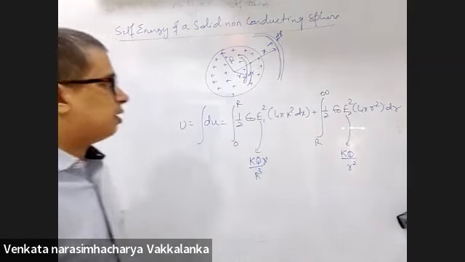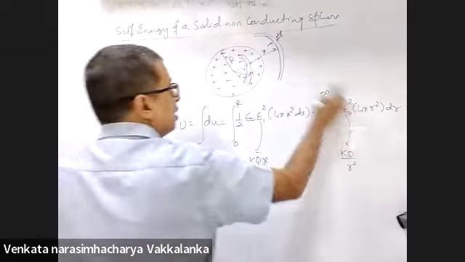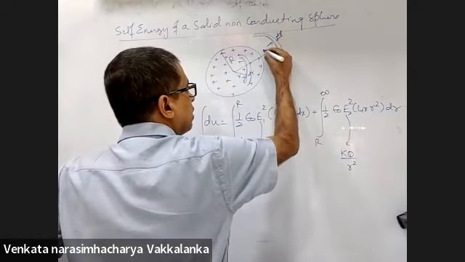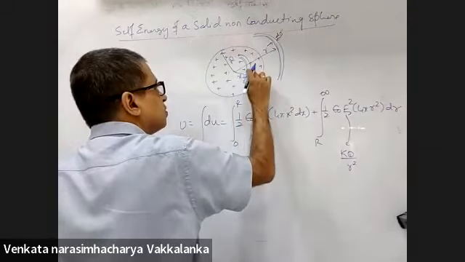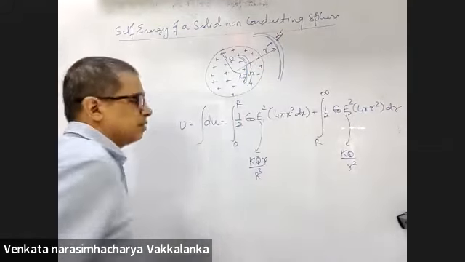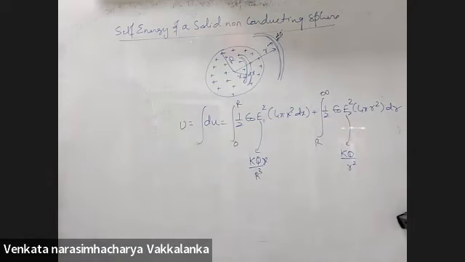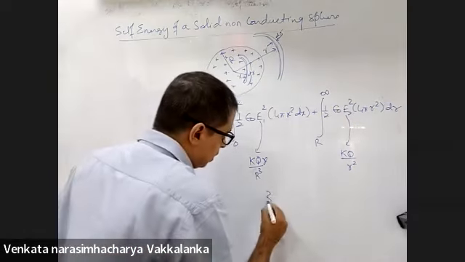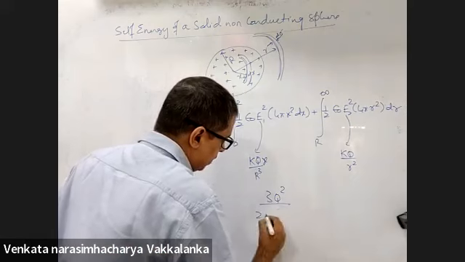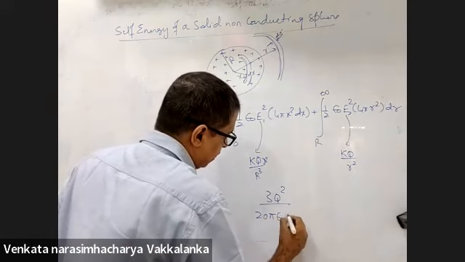This is dr. I have taken small r here, r dr. This is x dx. Substitute and see if you are getting the same answer of 3Q square by 20 pi epsilon naught R.